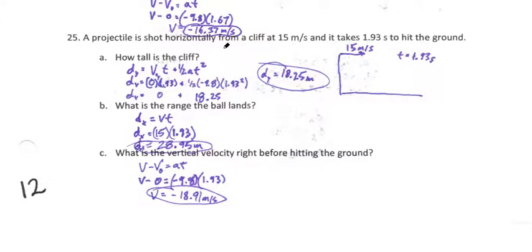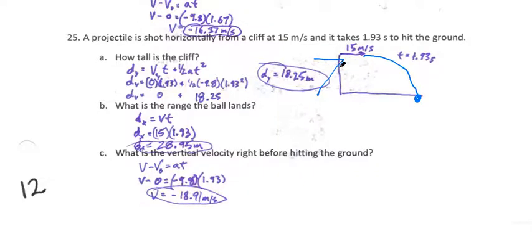All right, last one. A projectile is shot horizontally from a cliff at 15 meters per second. It takes 1.93 seconds to hit the ground. So we're going this way, and 1.93 seconds later, I'm right there. I'm on the ground. How tall is the cliff? So if this is our cliff here, we want to know how high up it is. Remember, I know how tall something is if I know the time, because time's dependent on the height. Right? Because gravity is the thing that's going to be pulling this down.